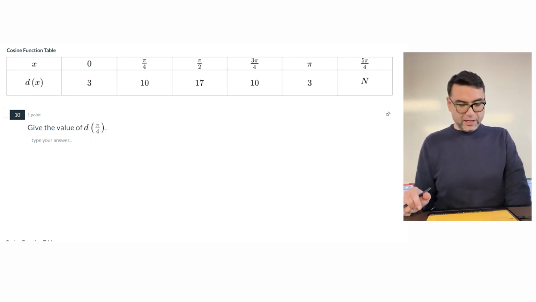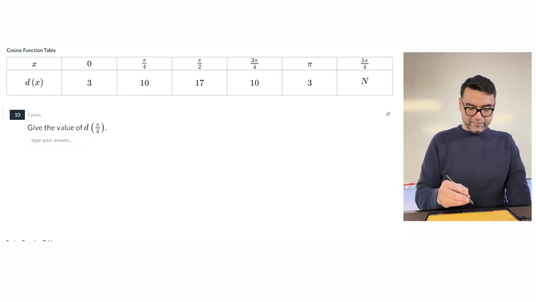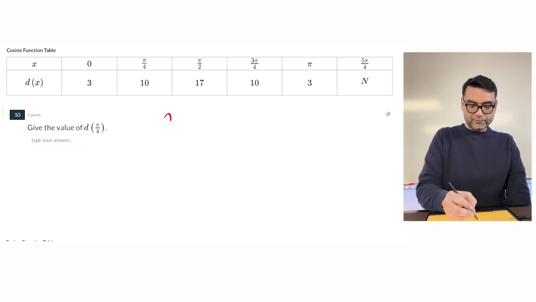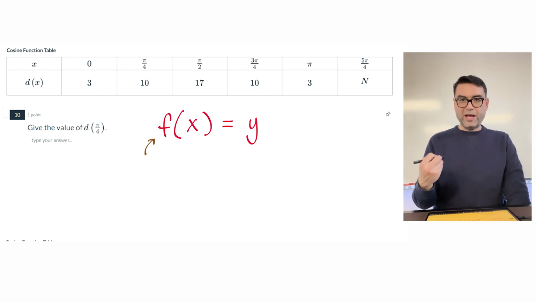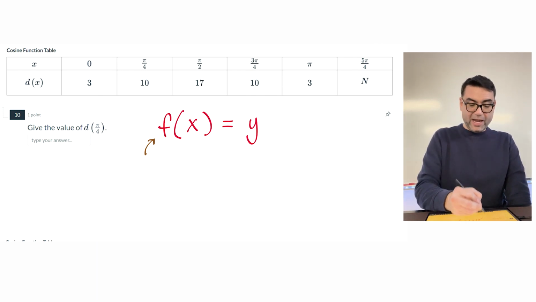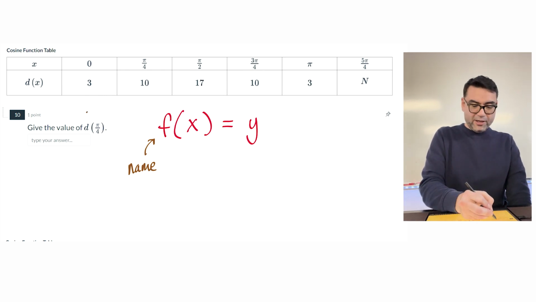Okay, for the next one, you have a cosine function table. And it says give the value of d of pi over 4. So remember, in general, when you have function notation, like if I said f of x equals y, what you want to recall is that this f value is not really a variable, it's just known as the function name, right? So this function's name would be f, and similarly, our function's name is d.